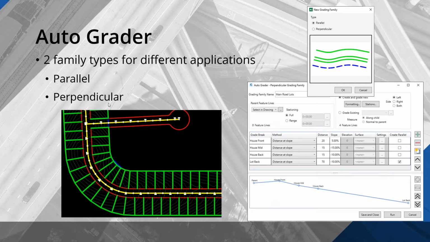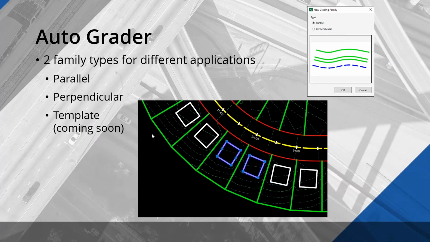The second type is a perpendicular, where you're grading perpendicularly from a parent feature line. In this example, it might be a right-of-way line, and then you're grading out lots. Now, in that example, and I did do a video on this recently, grading out subdivisions in this way. You can grade existing lines that you already have, or create new lines, meaning actually lay out your lots and grade them at the same time.